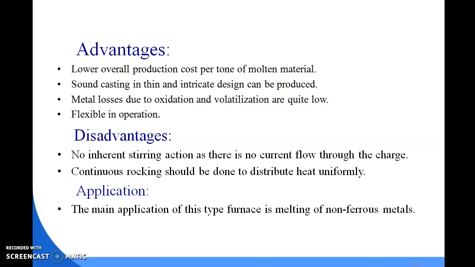Advantages: lower overall production cost per ton of molten metal, sound castings in thin and intricate designs can be produced, metal losses due to oxidation and volatilization are quite low, and it is flexible in operation. Disadvantages: there is no inherent stirring action, since no current flows through the charge. Continuous rocking should be done to distribute the heat uniformly.